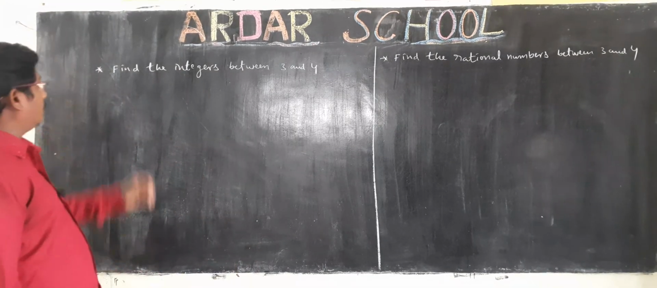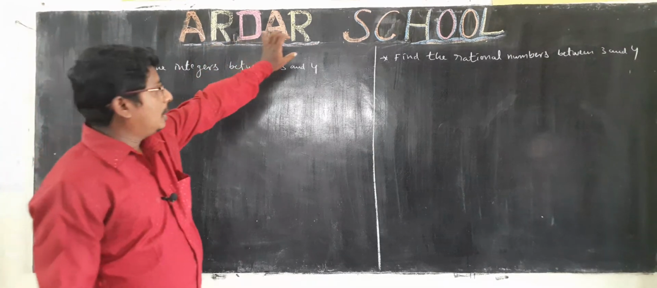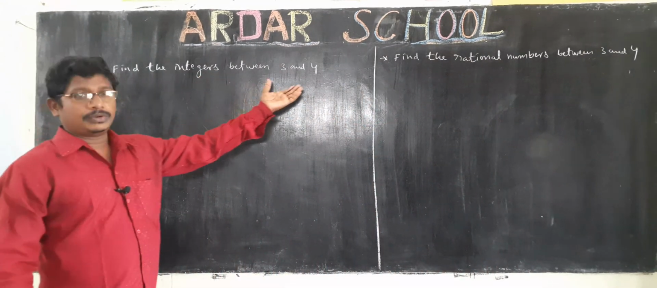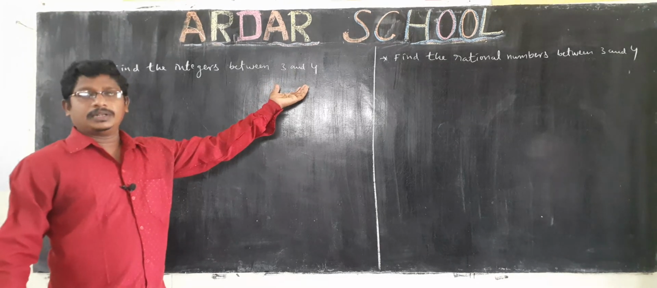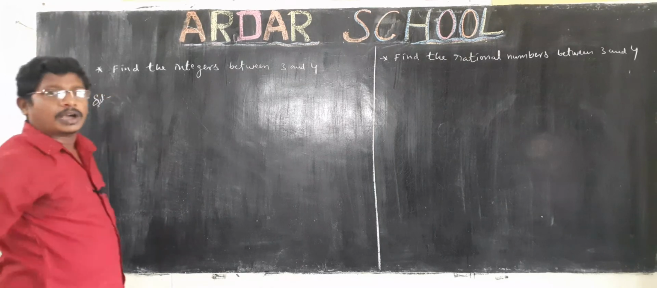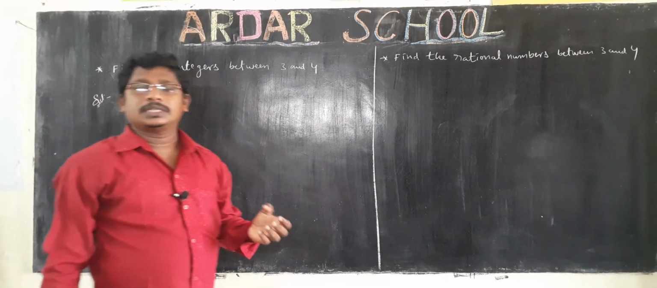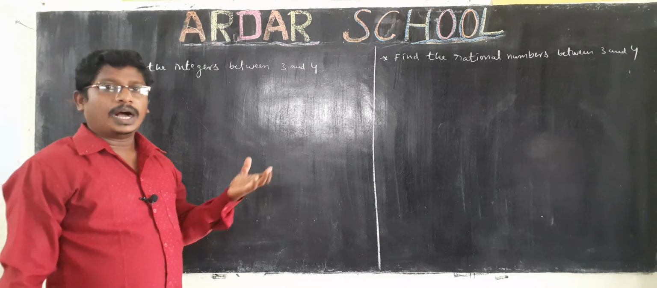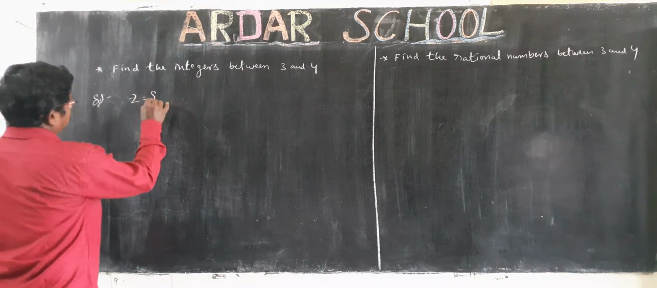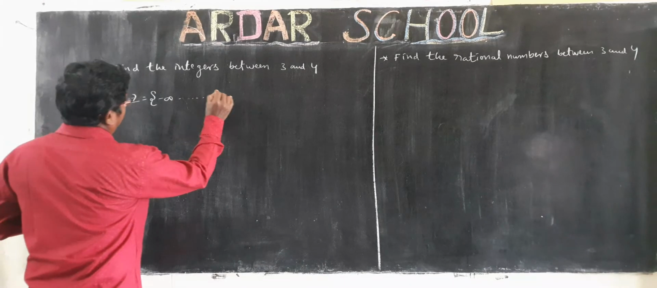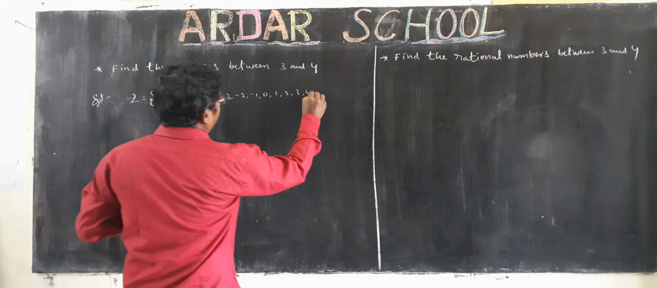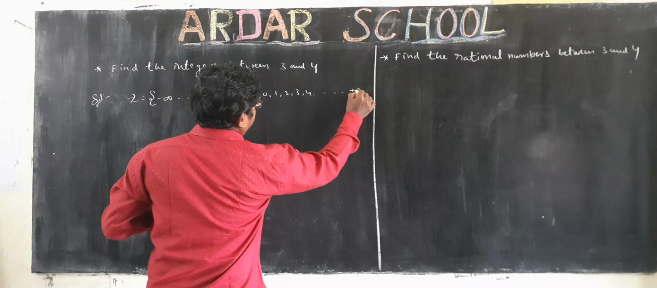Next time we will discuss: find the integers between 3 and 4, and find the rational numbers between 3 and 4. Are there any integers between 3 and 4? There is no integer between 3 and 4. Why? Because the definition of integers is the combination of positive numbers, negative numbers including 0. Integers are denoted by Z, therefore Z is equal to the set of minus infinity and so on, minus 3, minus 2, minus 1, 0, 1, 2, 3, 4 and so on, plus infinity.